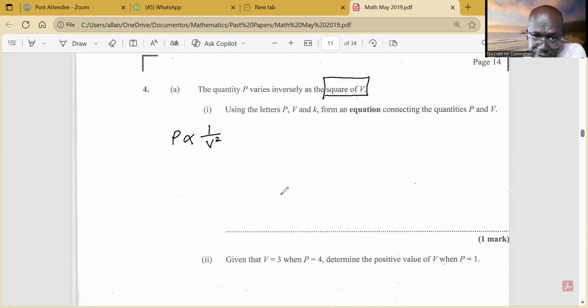All right? But you can't leave it like that because they ask for K. So you wouldn't get your full marks if you leave it like this. So P is equal to K times 1 over V squared. And you could write that better as P is equal to K divided by V squared. So that's the answer I'm looking for.